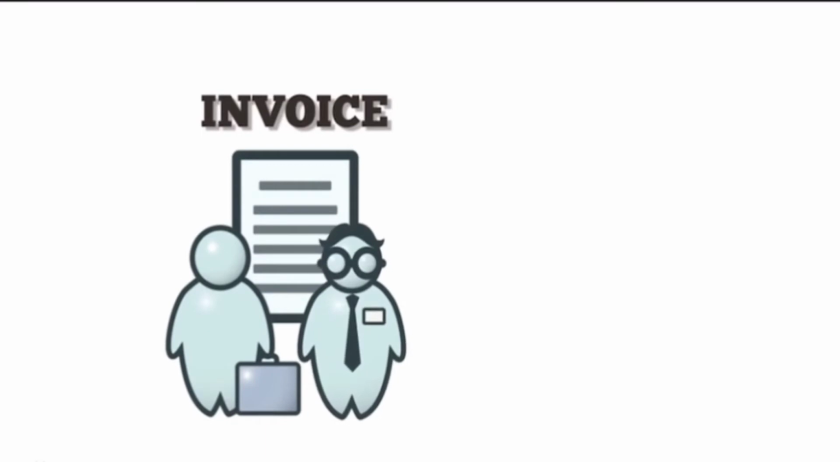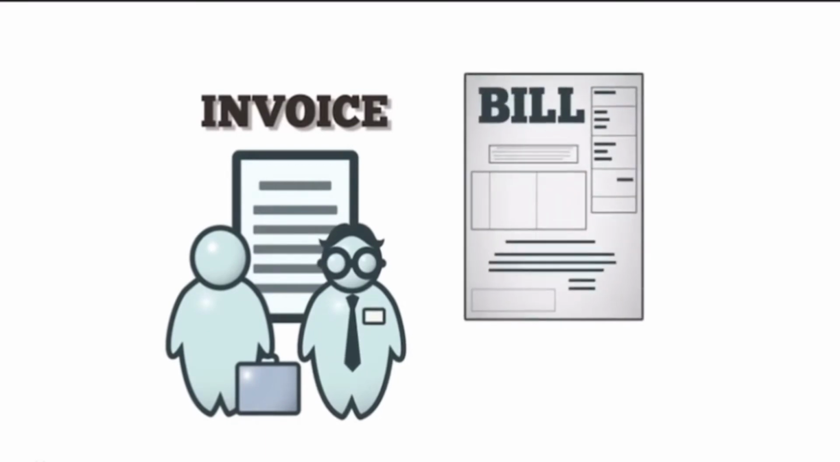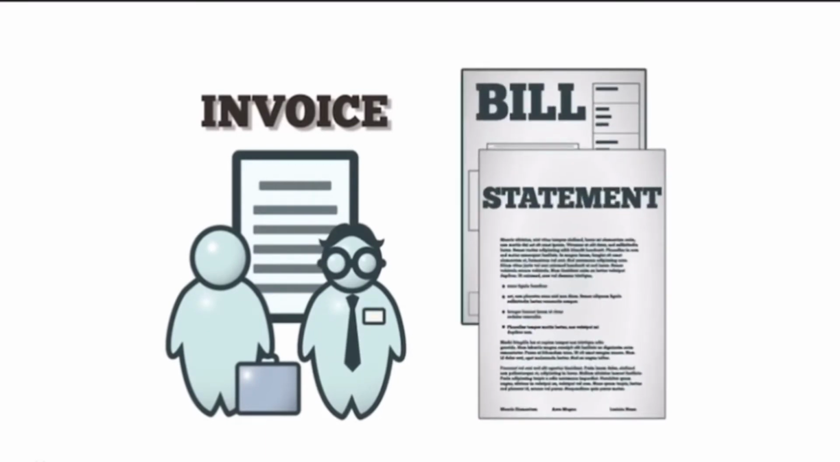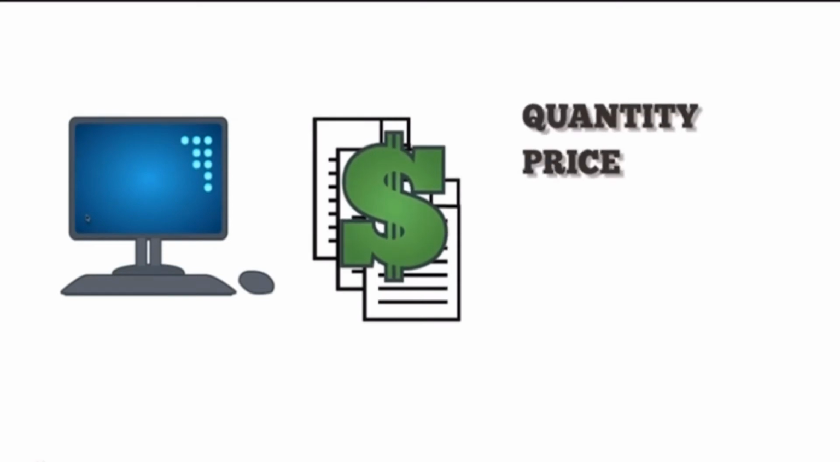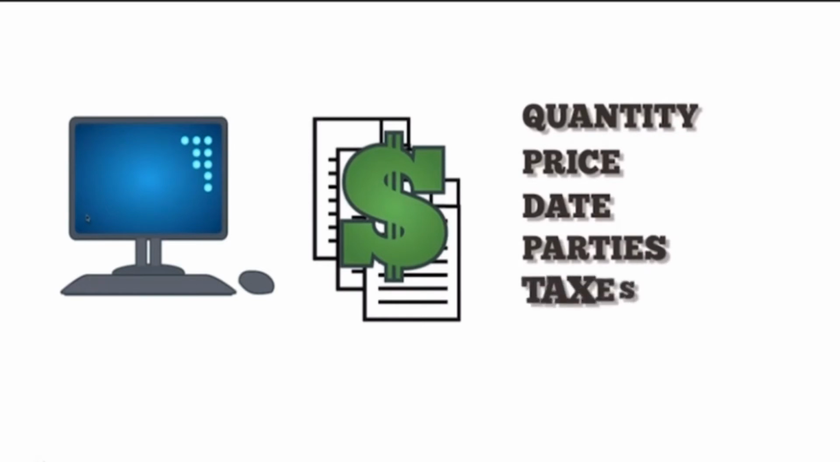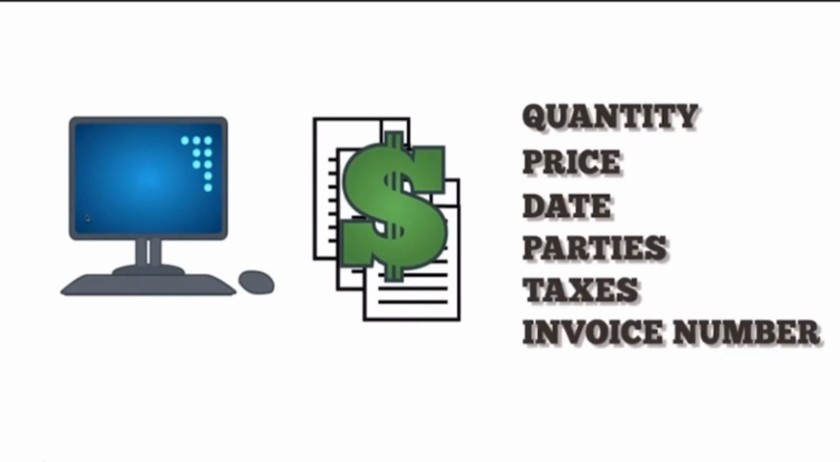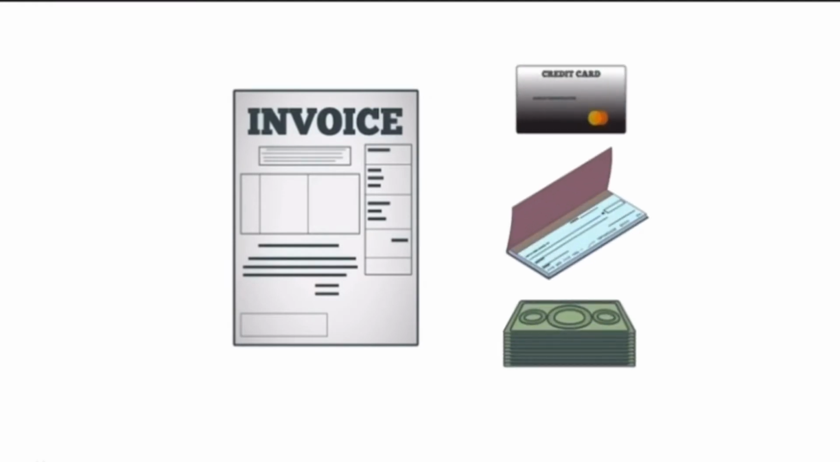An invoice is a document that itemizes a transaction between a buyer and a seller. Invoices can also be called bills or statements. While most invoices today are transmitted electronically, they still provide a paper trail that lists all of a purchase's pertinent details, including the quantity, price, date, parties, taxes, and a unique invoice number. Invoices also specify the terms of any credit transaction, including acceptable payment methods.